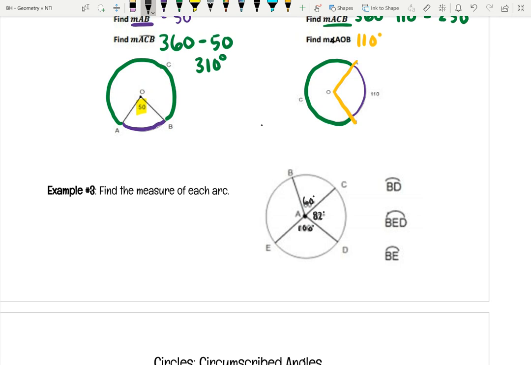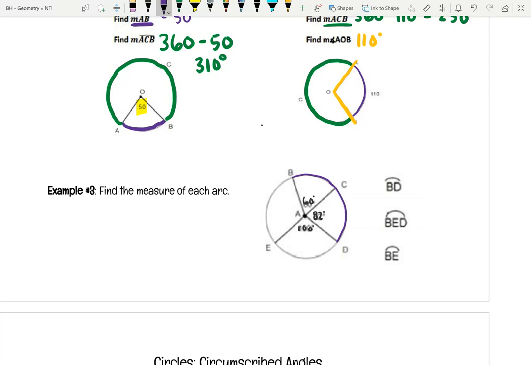So let's start with BD. So BD is a minor arc, okay? So it's from B to D. Now, that is a minor arc because that is less than half the circle, so it's going to be less than 180 degrees. If you went the opposite way, so if you went from B through E to D, that would have been a major arc, and you would have had to use 3 letters to name that. So just be careful there.